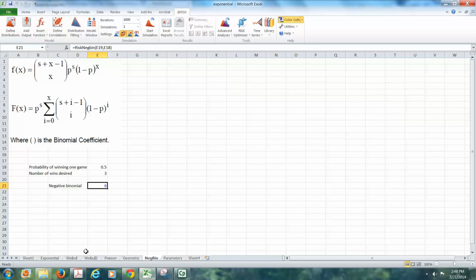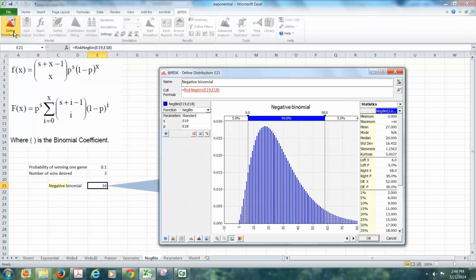If you change either the probability of winning, let's make that a 0.1 where the other team is dominant. Now you see it would take quite a few games before we could get 3 wins. And the distribution looks quite different now.